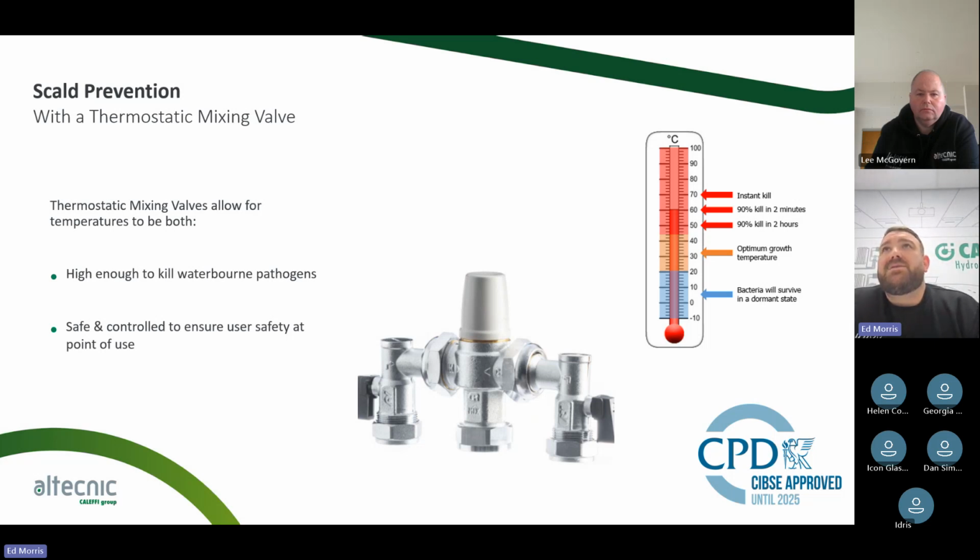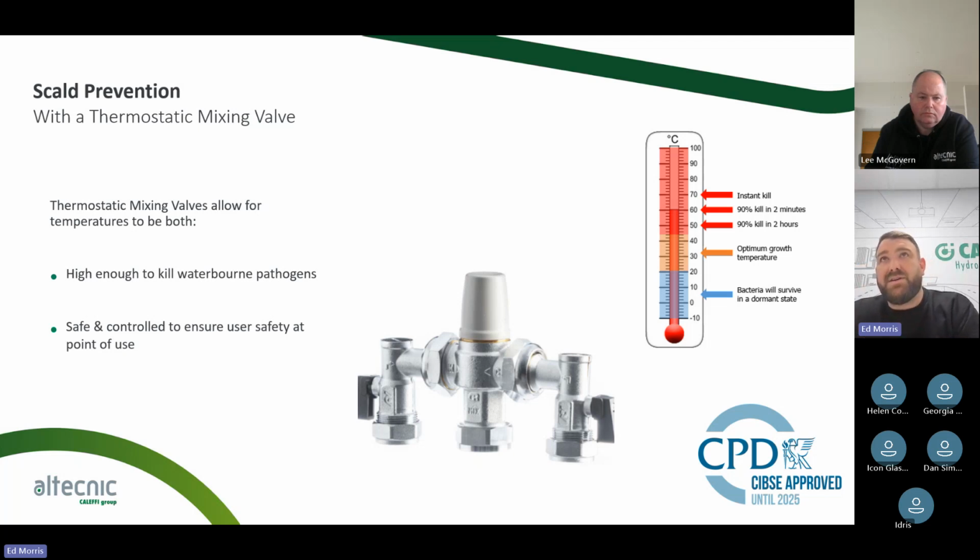If we then start to increase temperature, say for instance 50 degrees, it takes about 2 hours at that temperature to start to kill off the bacteria. As we increase again to 60 degrees, we're going to get a 90% kill of that bacteria in about 2 minutes. And then obviously we raise it to 70 degrees or above. We class that as an instant kill because the bacteria can't survive in those temperatures. So you can see, for bacterial growth, we want to keep the water as hot as we can. But for scald risk, we need to keep it at a safe temperature. There's a conflict there. Hence why thermostatic mixing valves become really important key parts.